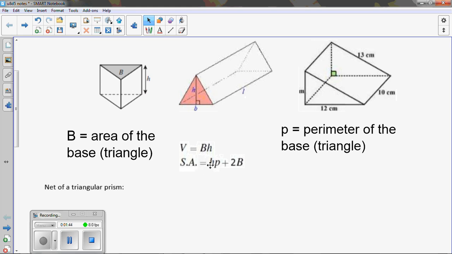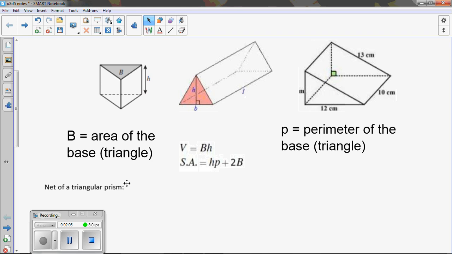And then surface area is the height, or the length between the 2 triangles, times the perimeter. So you have to find the perimeter of that triangle, the outside of that triangle, plus 2 times the area of the base. Okay? Because this stuff is a little bit separate and it's not given to you directly, you need to find the perimeter and base area before you try to do the formula.